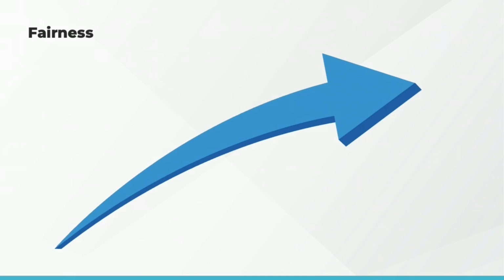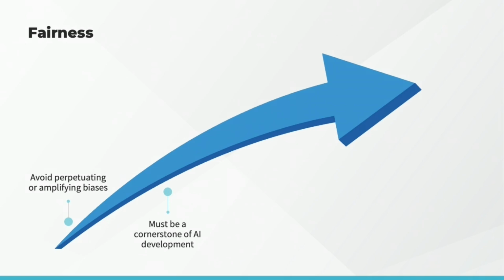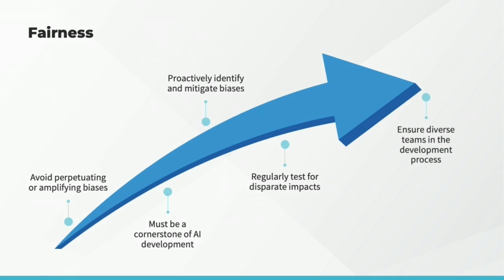In the development of ethical AI models, it's critically important to prevent AI from perpetuating or amplifying biases. Fairness, in fact, must be a cornerstone of AI development. This involves proactive identification and mitigation of biases in data sets, regular testing for disparate impacts, and it involves diverse teams in the development process.